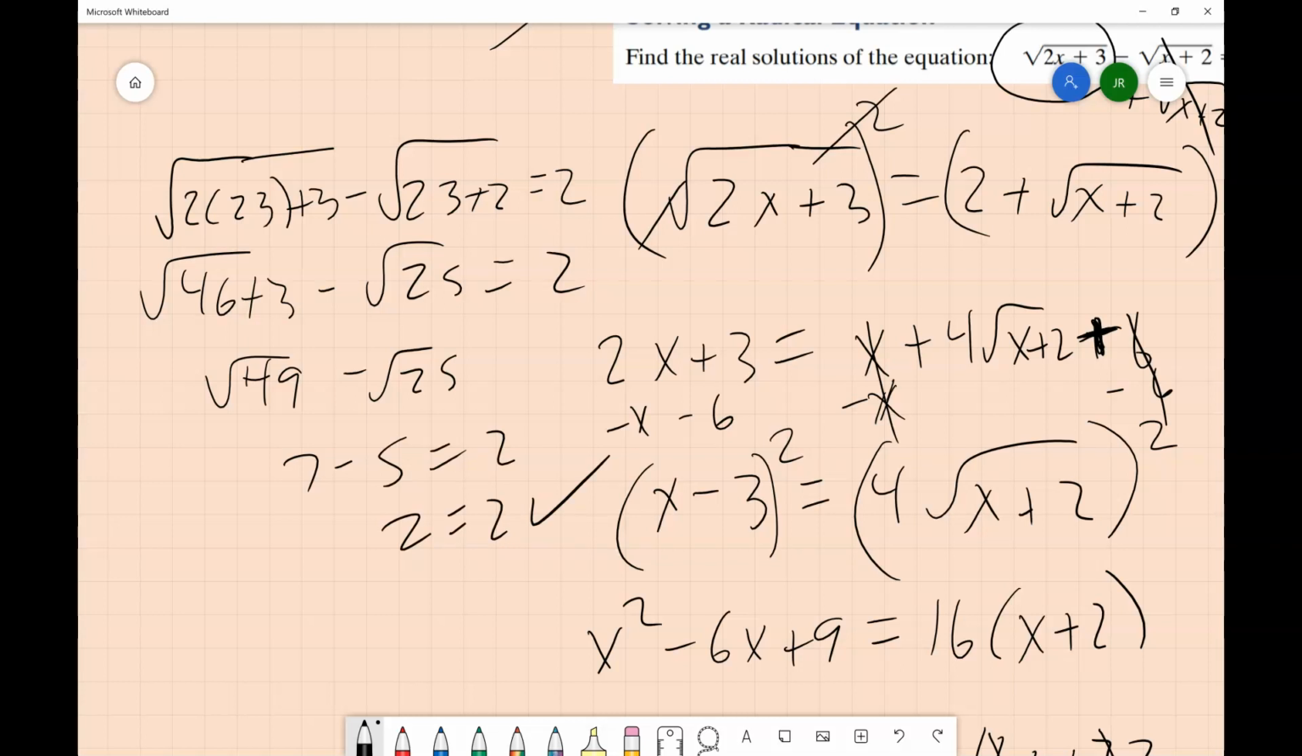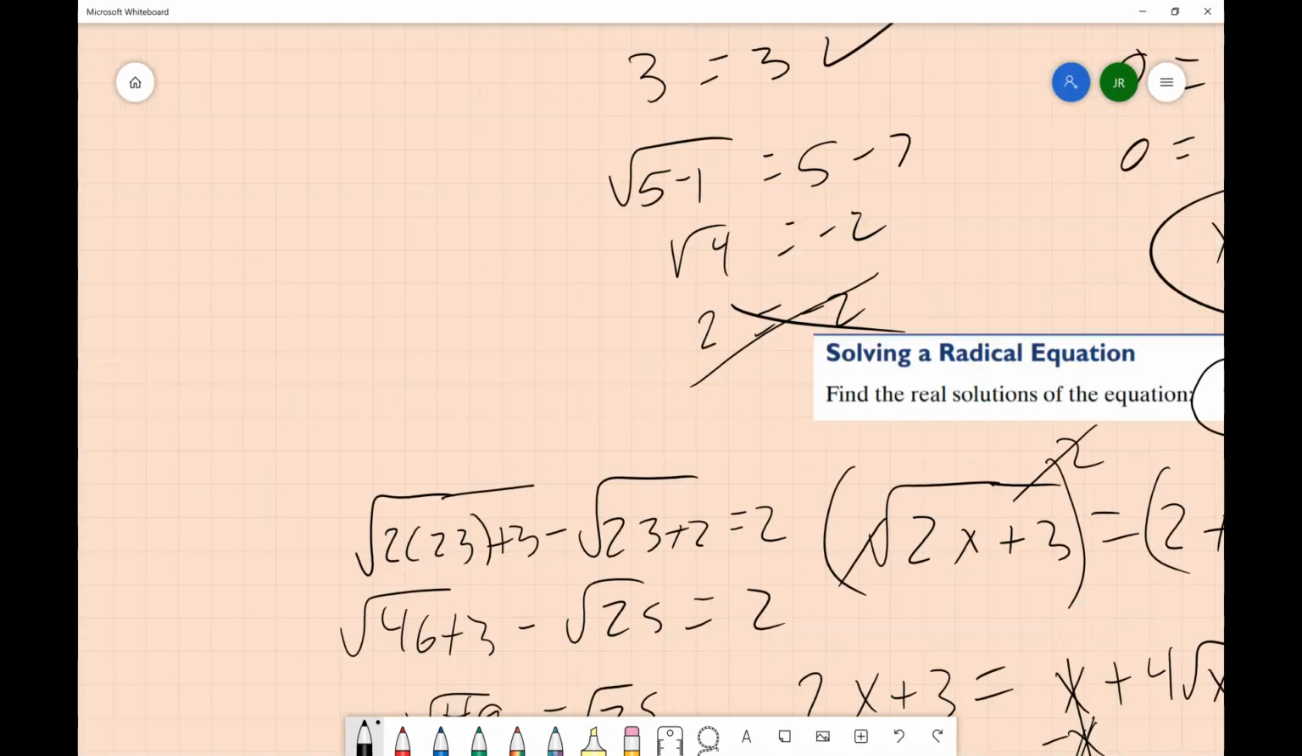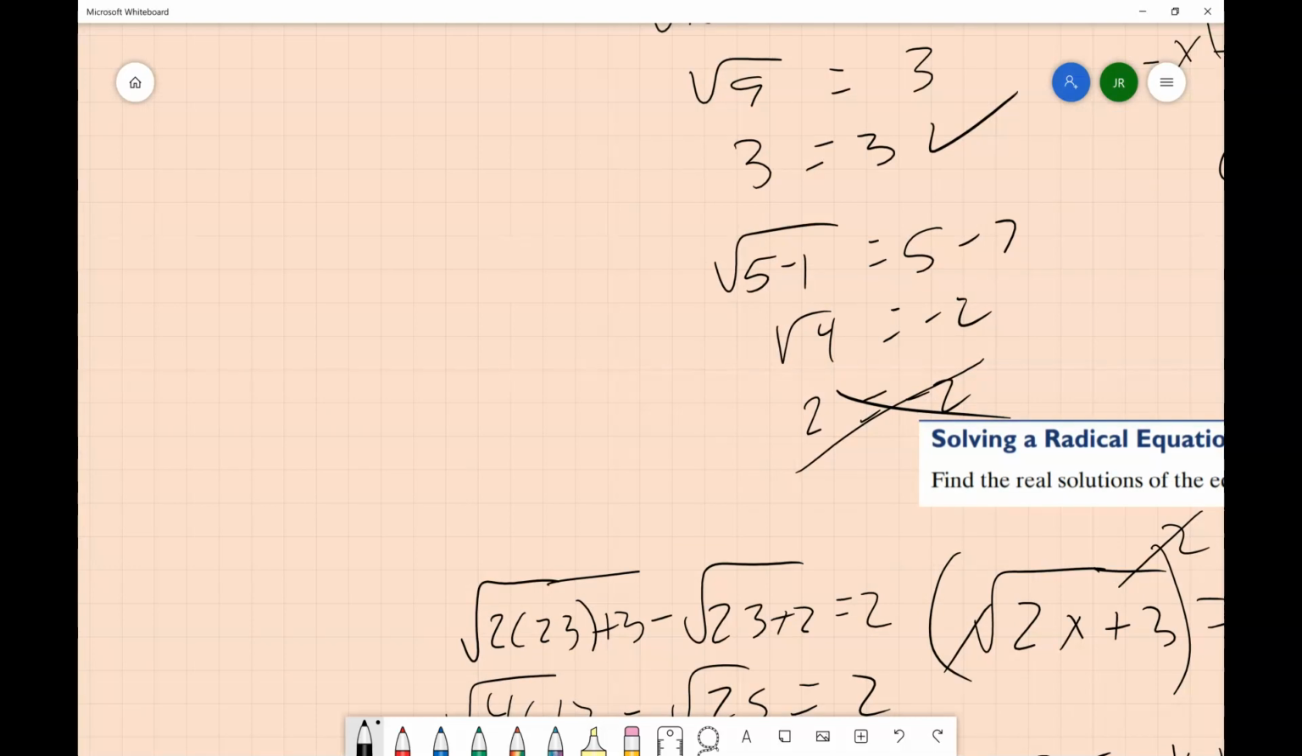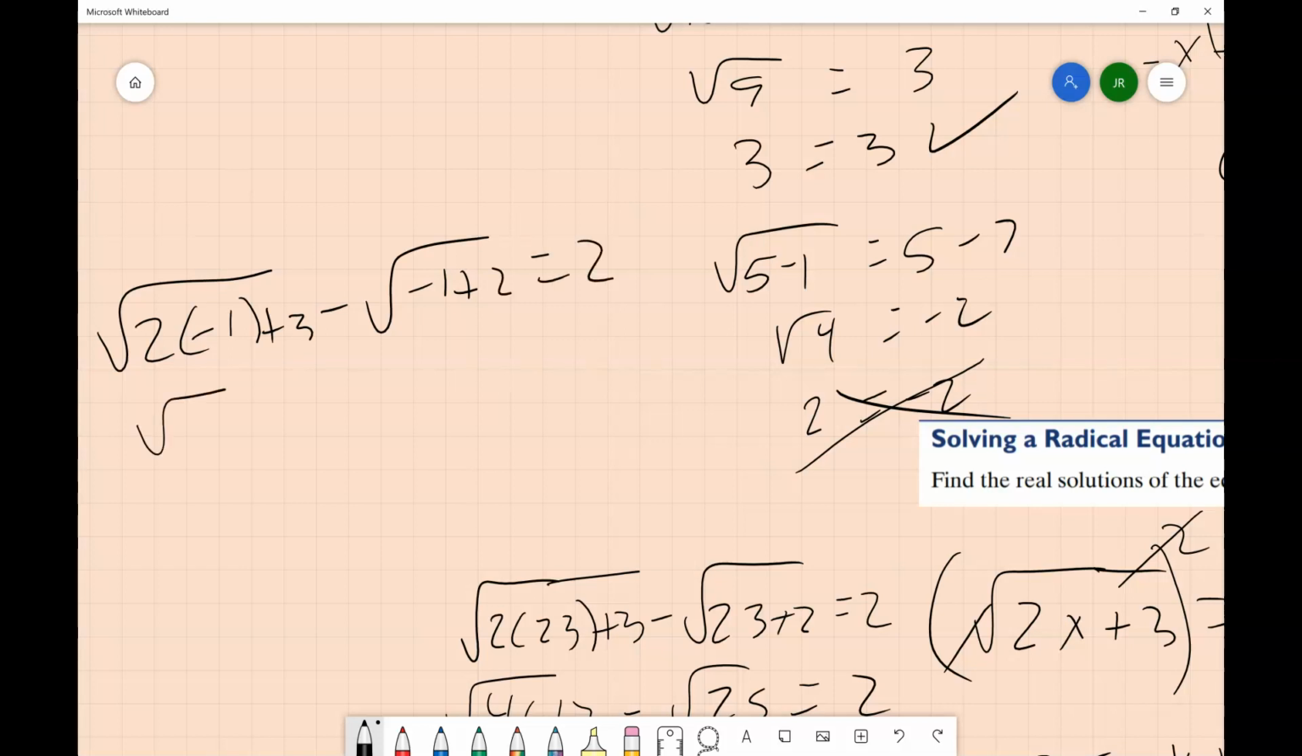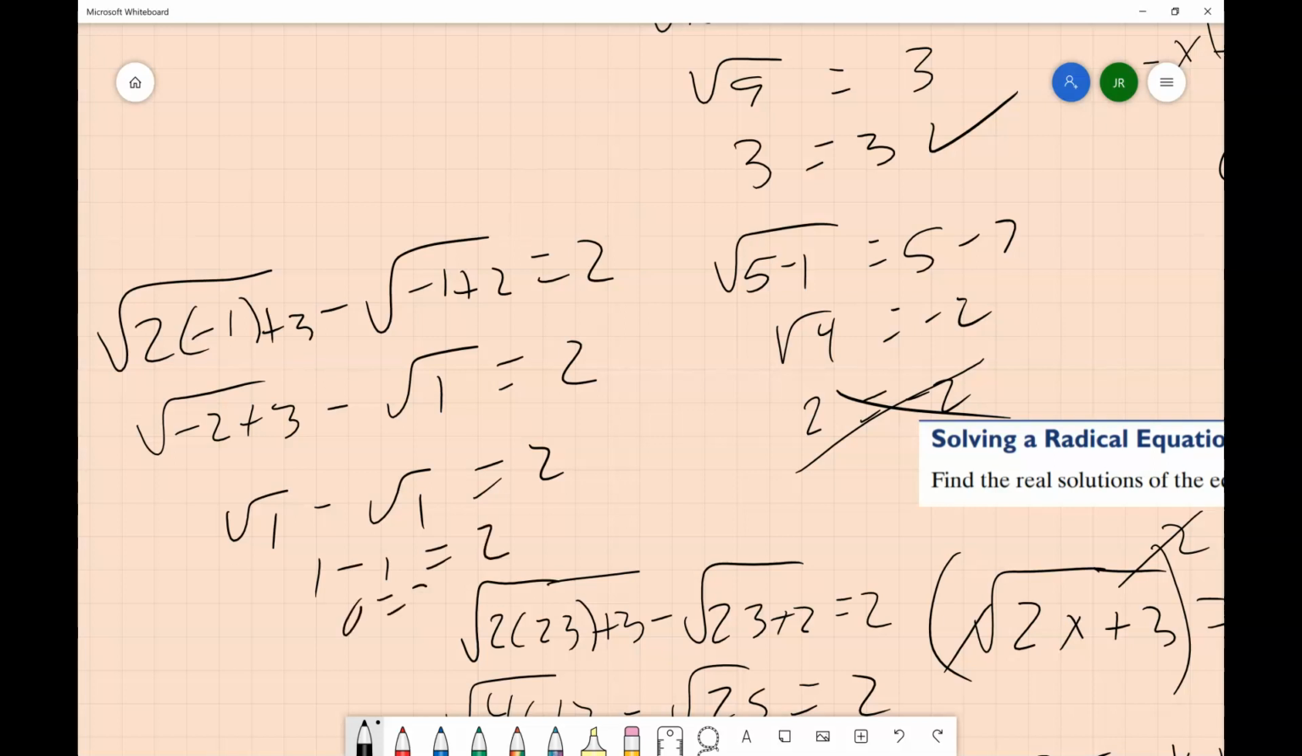But now we've got to try negative 1. All right, let me try negative 1. The square root of 2 times negative 1 plus 3 minus the square root of negative 1 plus 2 equals 2. So that's going to be the square root of negative 2 plus 3 minus the square root of 1 equals 2. So that's the square root of 1 minus the square root of 1 equals 2. Well, that's 1 minus 1 equals 2. 0 equals 2 is not right.